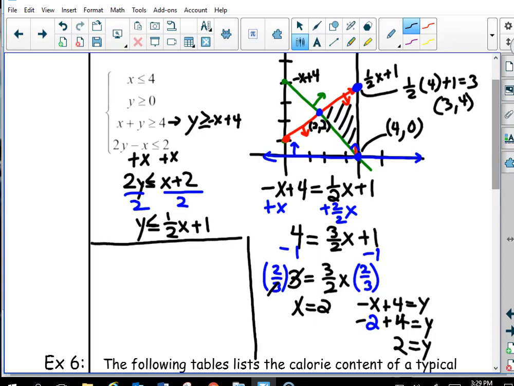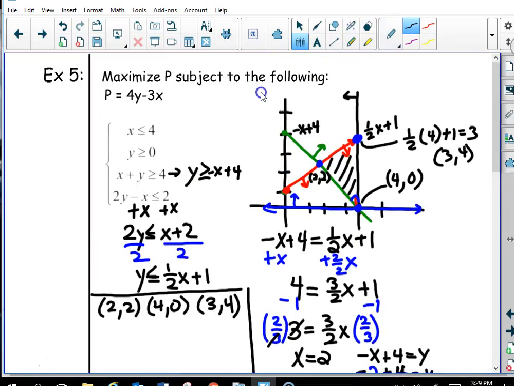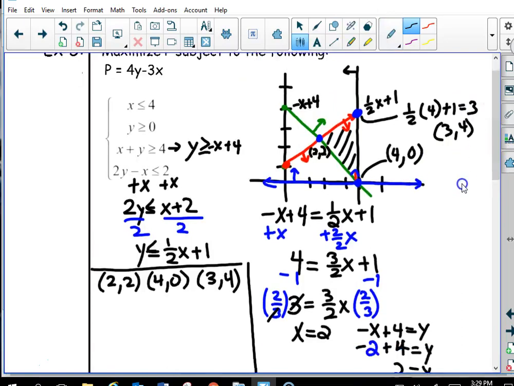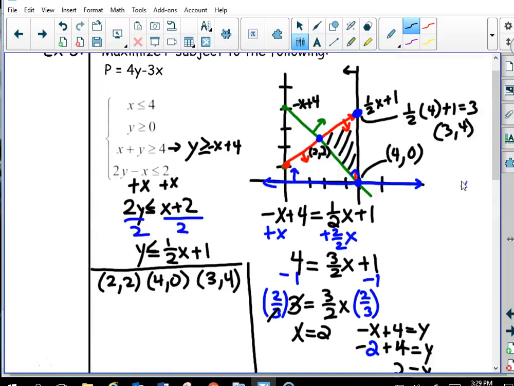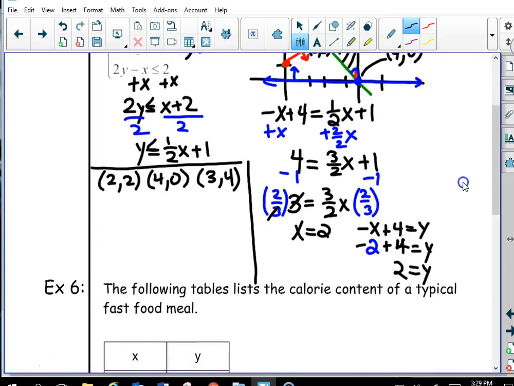So I've got 2, 2, 4, 0, and 4, 3. And they're asking which will maximize, I think. Let me go back and check. Maximize P subject to the following. Some of the problems ask to minimize, but you'll see what we do. I just take that equation they gave, negative 4y minus 3x, and I substitute each of those ordered pairs in there.